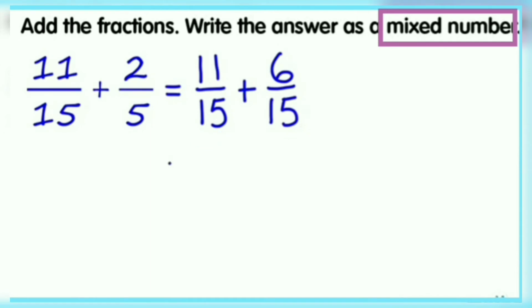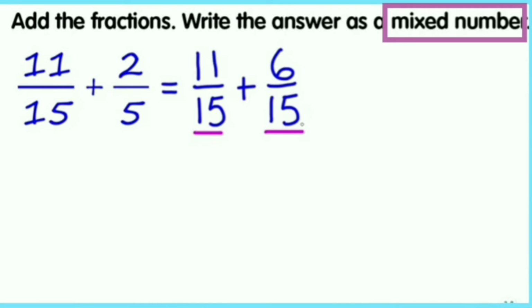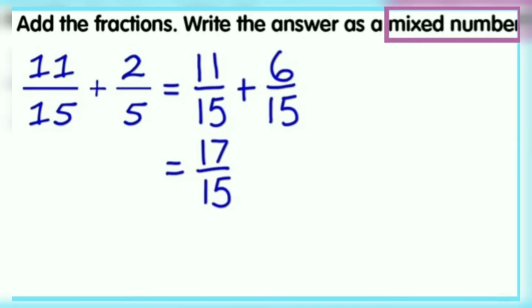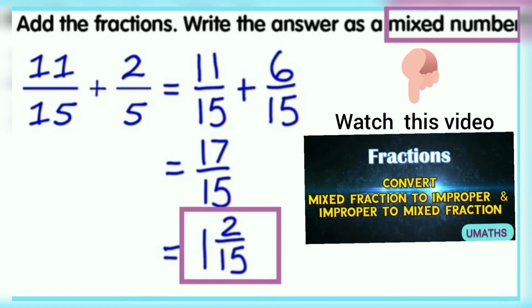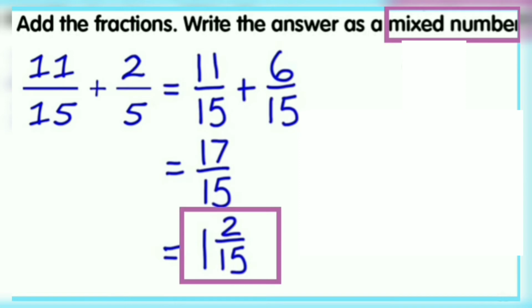Since denominators are same, we can add the numerators. 11 plus 6 is 17 and we get 17 upon 15. Since we cannot simplify 17 upon 15, we can write this fraction as a mixed fraction. Here we got the answer 1 2 upon 15.